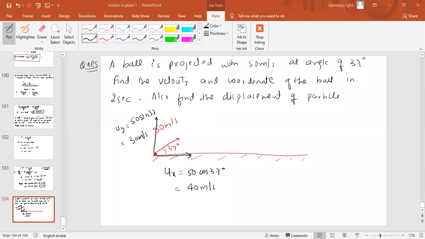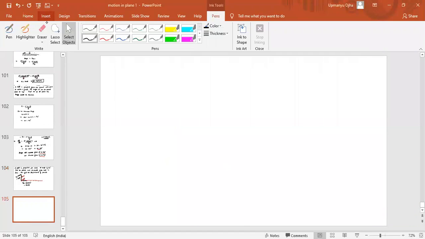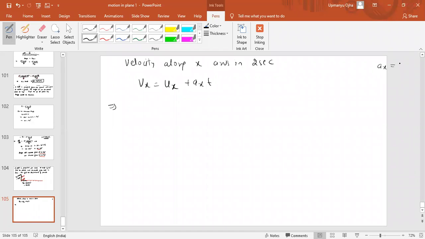Now we have to find the velocity of the particle in 2 seconds. So we have to separately find the velocity along the x-axis and y-axis. Velocity along the x-axis in 2 seconds would be Vx equal to Ux plus Axt. Since there is no acceleration along the x-axis, Ax will be equal to 0.